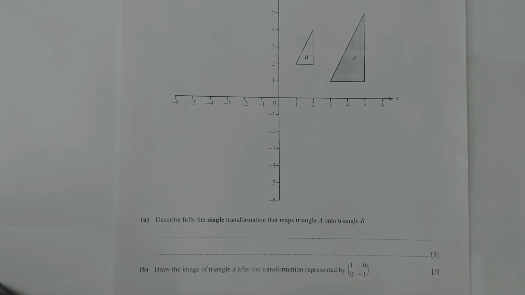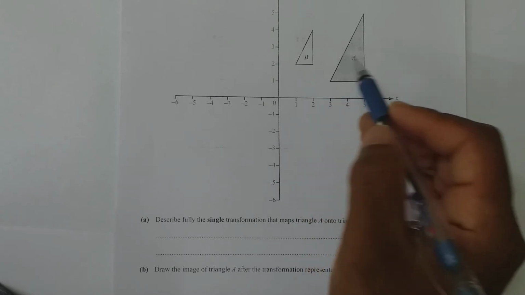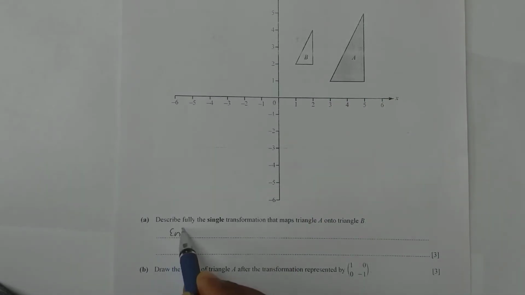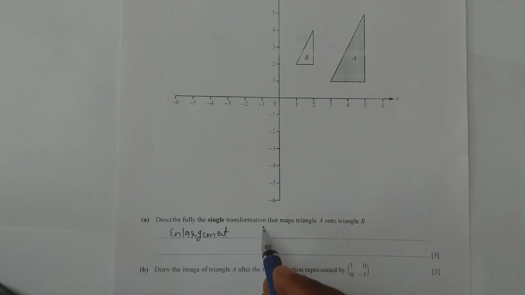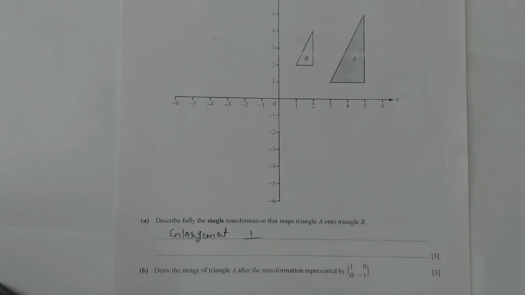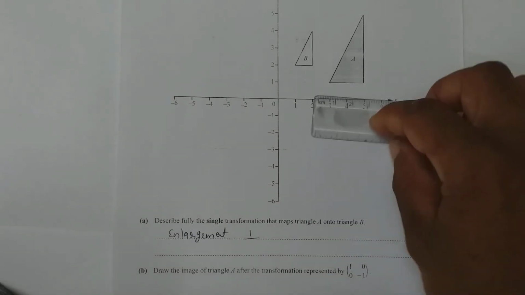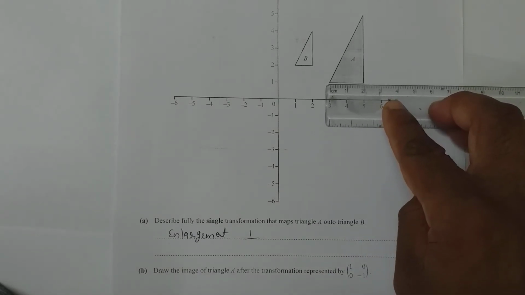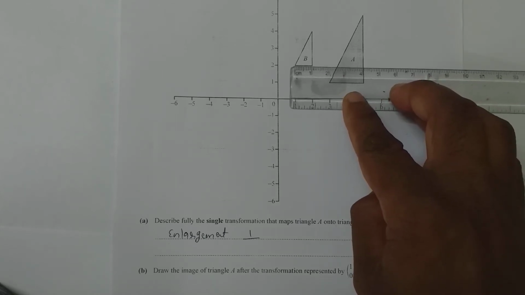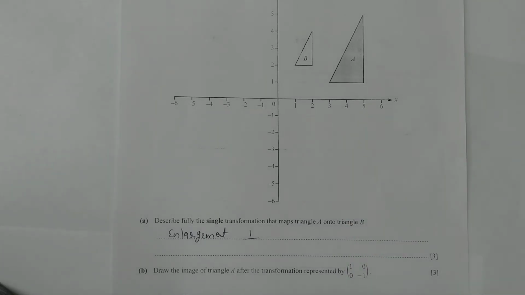Look at the next sum. Describe fully the single transformation that maps triangle A onto B. A onto B, you can easily say it's an enlargement. Whether increase or decrease, we call it enlargement, and it's decreasing, so we place 1 by. By how much is it decreasing? Since it's not clear, you can check with a scale. This comes around 2 centimeters and this comes around 1 centimeter. So it's becoming half of its original size.